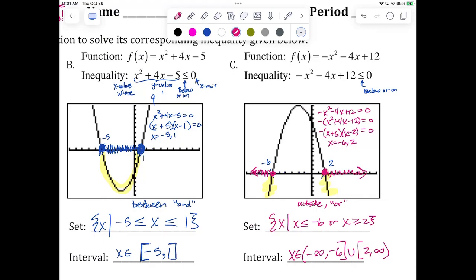So now we just have to write it in set notation and interval notation, and hopefully that's not the obstacle. Okay? Yeah, it's 10 minutes, you can go. Okay? All right. Comments or questions on that?